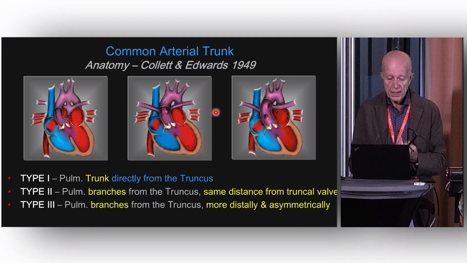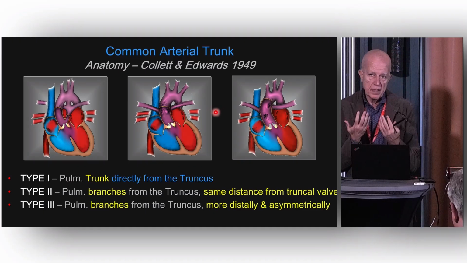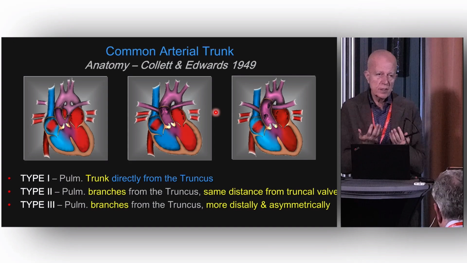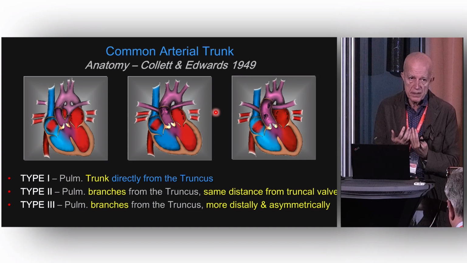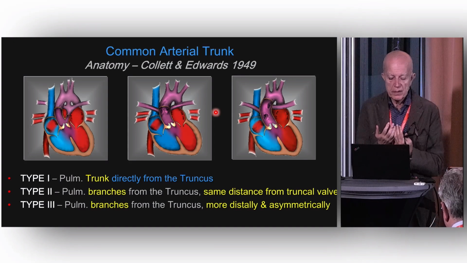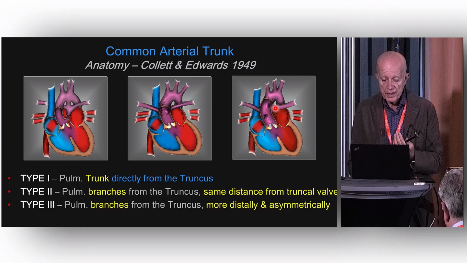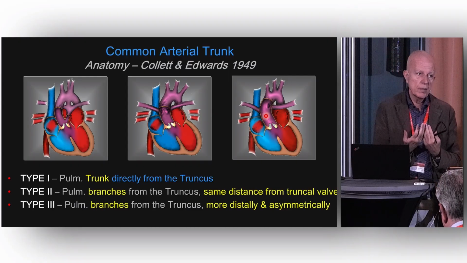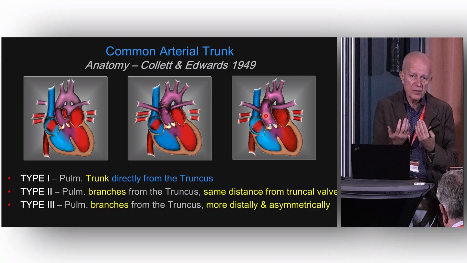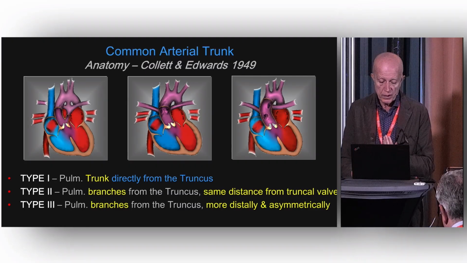And the challenging fact that explains why it's so difficult to pick up these tiny branches while doing your fetal echo is that they arise mainly from the posterior aspect of the trunk. So it's more difficult to find them.